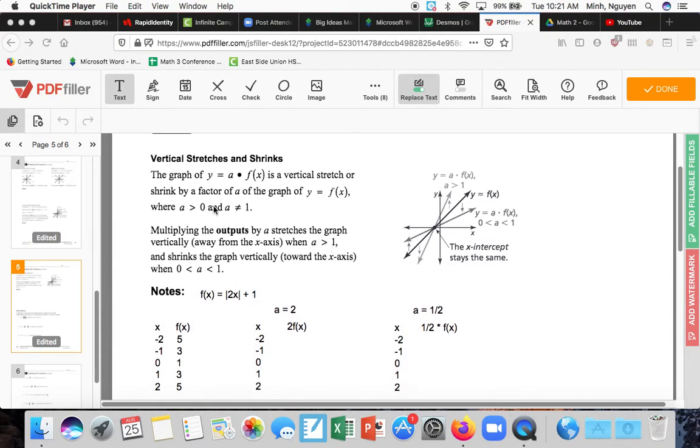Vertical stretch and shrink. So the graph of y equals a times f of x is a vertical stretch or shrink by a factor of a of the graph of y equals f of x, where a is greater than 0 and a is not 1. Because if you multiply anything by 1, you didn't change it.